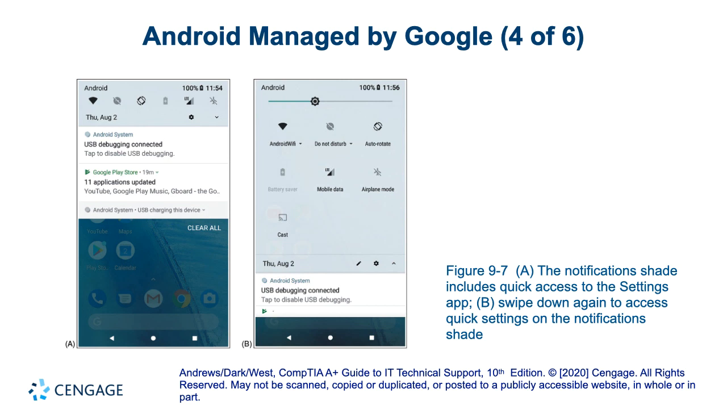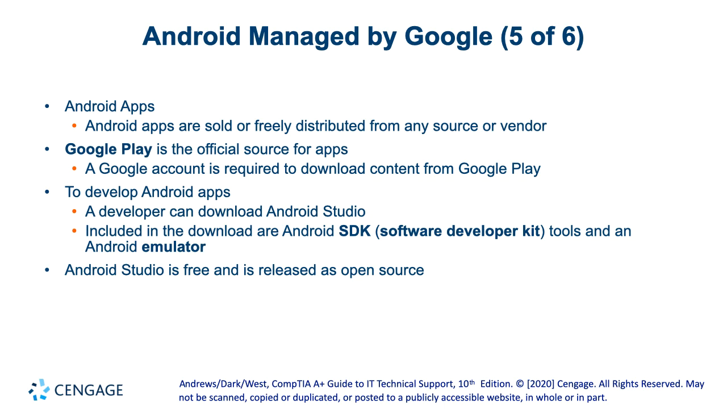The notifications shade includes quick access to the settings app. You can swipe down again to access quick settings on the notifications shade. So here, just showing your ability to get to the settings app. Google Play is the official source for apps, but apps can be added from anywhere. Android apps can be developed from any machine that is running the Android Studio, which includes the software developer kit and emulator. Android Studio is free and is also open source.